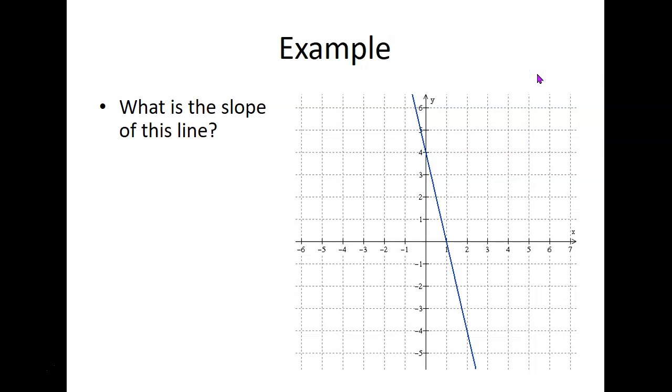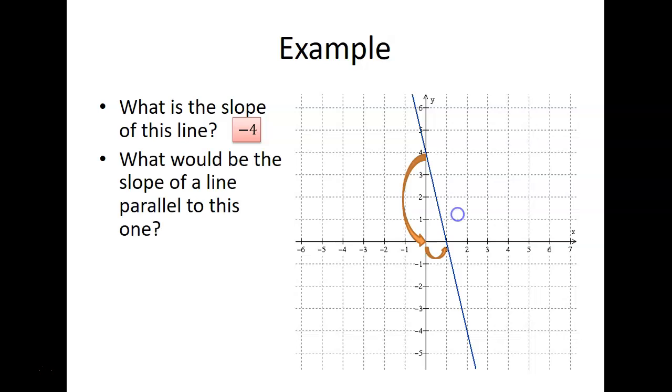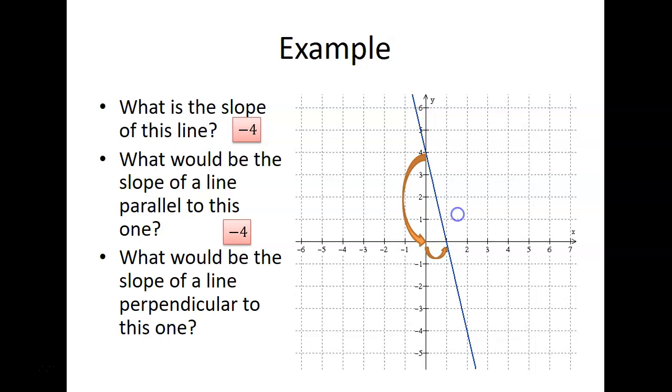Let's try another one of these. What's the slope of this line? Think about, to get from one point on this line to another, how far do you have to rise and how far do you have to run? Well, if we start here and go down here, we're going down 4 spaces. So that's like a rise of negative 4 and then a run of 1. So the slope would be negative 4 over 1, or just negative 4. What would be the slope of a line parallel to this one? Negative 4. What would be the slope of a line perpendicular to this one? Positive 1/4.